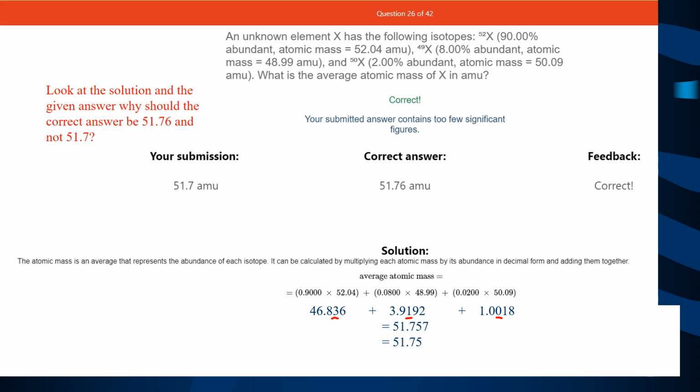But notice every one of those is in 2 decimal places as far as my sig figs are concerned. So I go to 2 decimal places on this, and it's actually 51.76, because I forgot to round the 7 to the 5. So the correct answer is 51.76. All right.